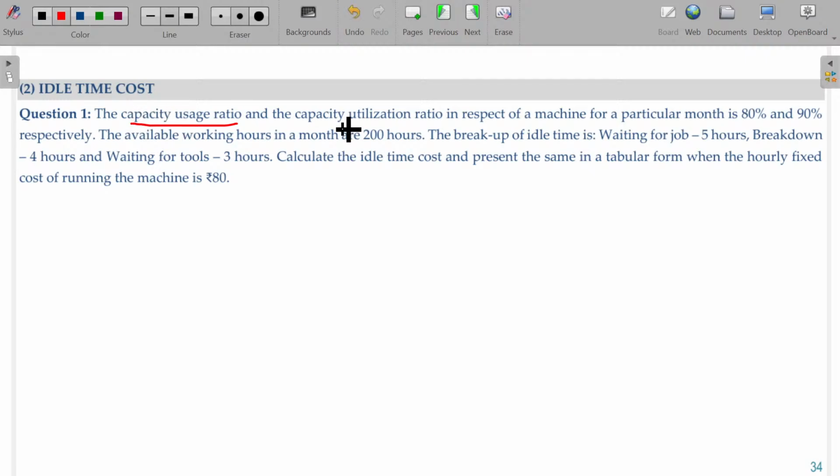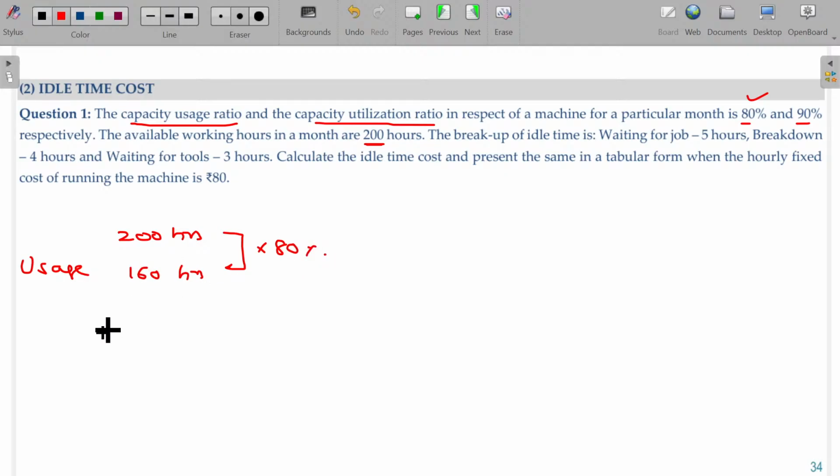Capacity usage ratio and capacity utilization ratio, 80% and 90%. The available working hours in a month being 200 hours. So 200 hours. Out of that, how many hours can you use? Only 80% of hours can be used. Then 80% of hours being 160 hours. Is that okay? And utilization ratio: out of that, how much is utilized properly? 90% utilized. 90% of 160, 144. Is that okay? Now you have to understand.